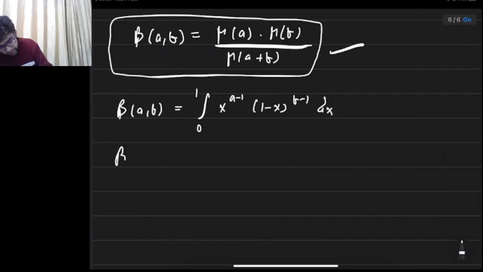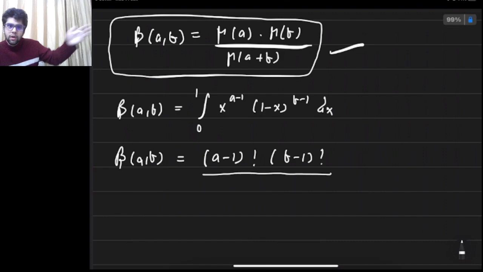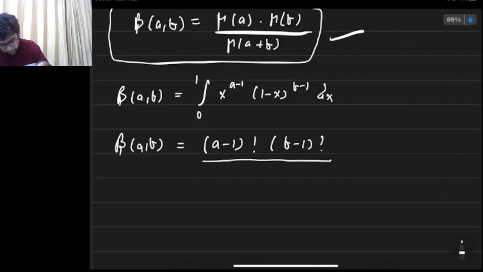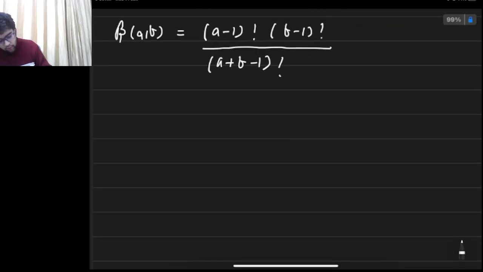Or if I write this more clearly, gamma a is equal to a minus 1 factorial, and gamma b is equal to b minus 1 factorial. I just explained this to you guys 5 minutes back: gamma n is equal to n minus 1 factorial, and gamma a plus b is a plus b minus 1 factorial. Right?